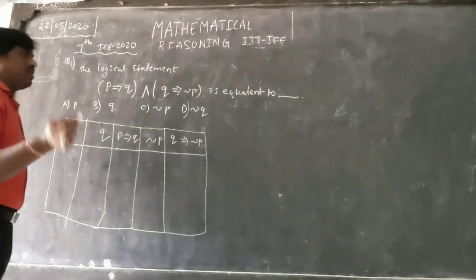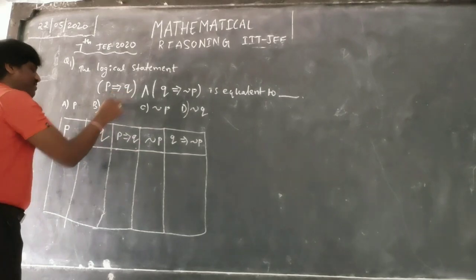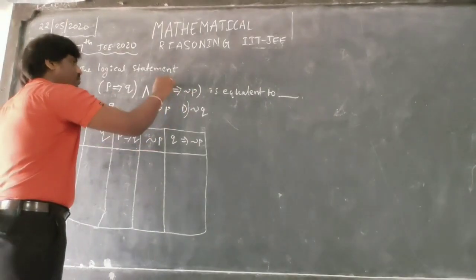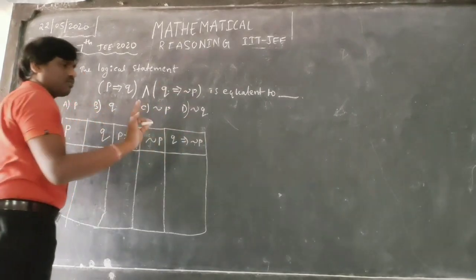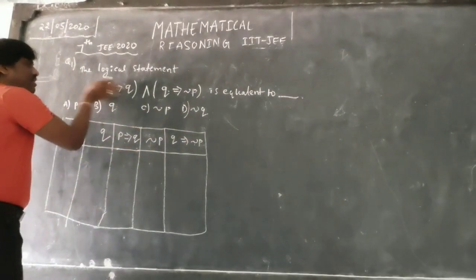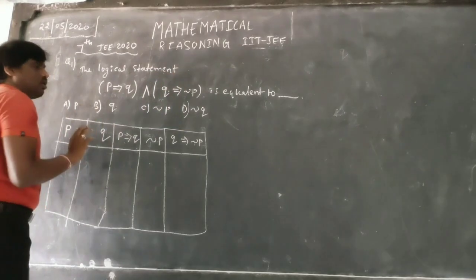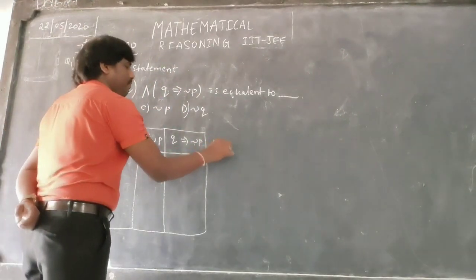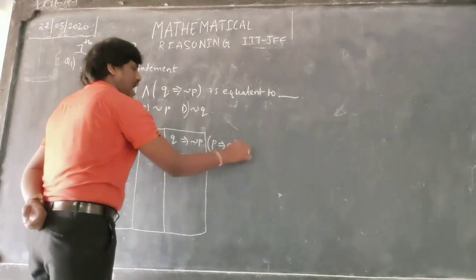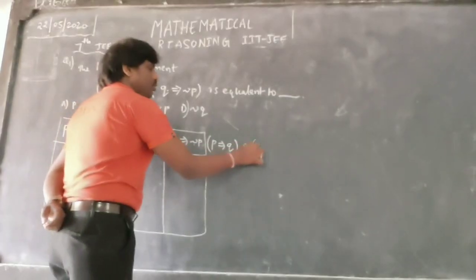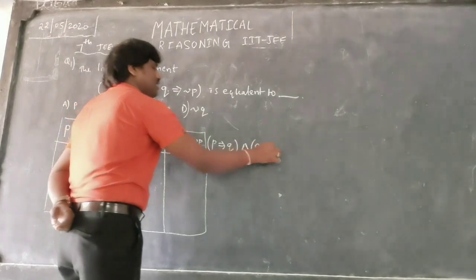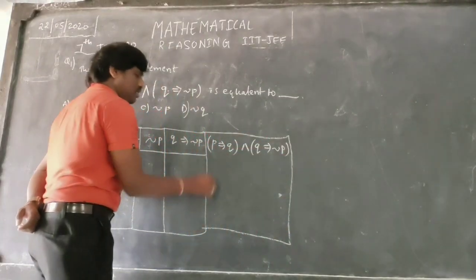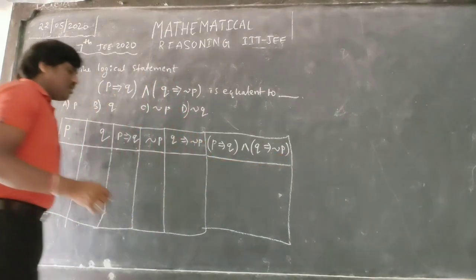Now the left side part is over and the right side under-bracket is over. Then write down the overall expression: P implies Q and Q implies negation P. This is what you have, correct?